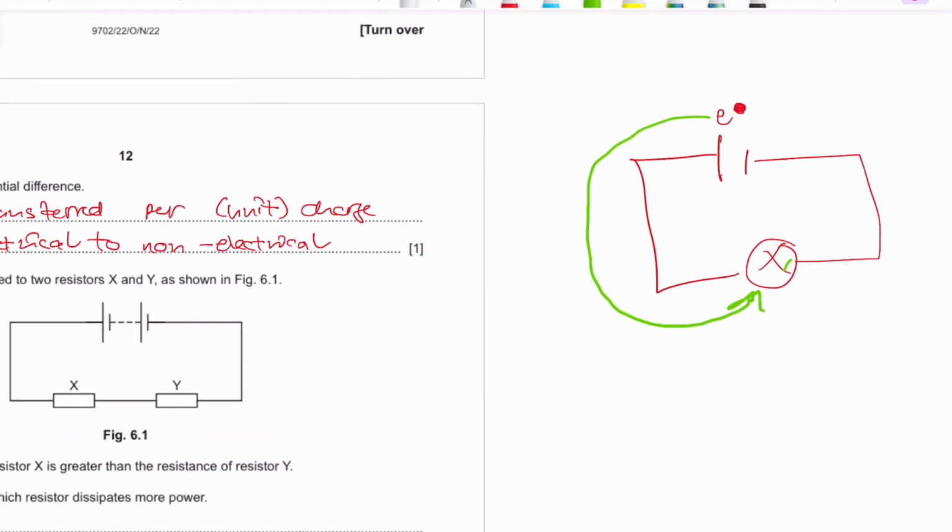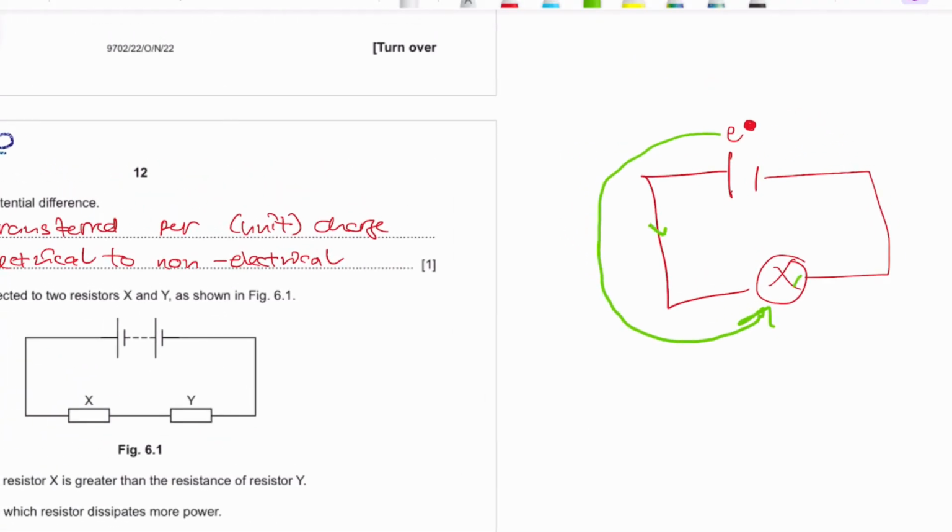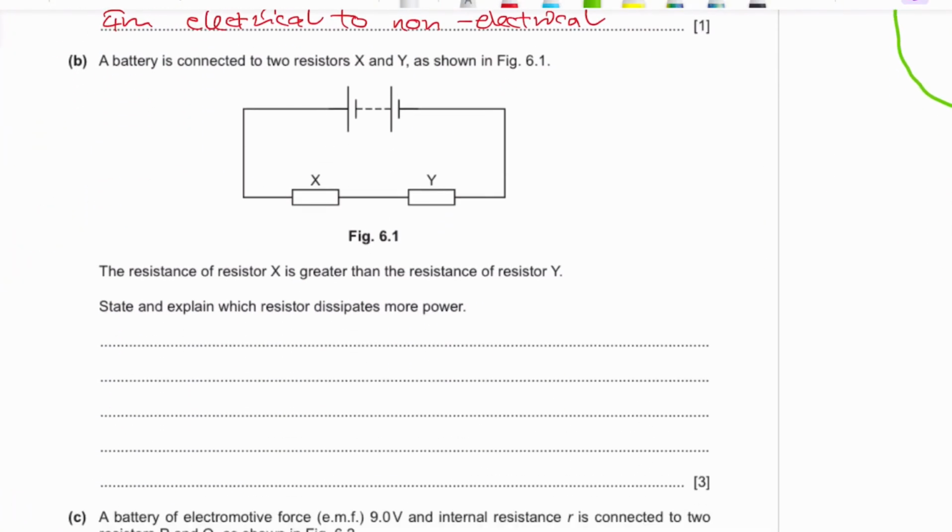But the energy is converted from electrical, which is electrical energy basically in this wire, to non-electrical, which can be either heat, light, or sound, depending on the kind of component that you have. That is your electric potential difference, okay?